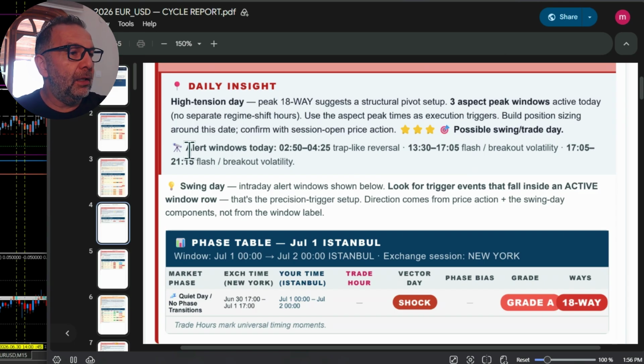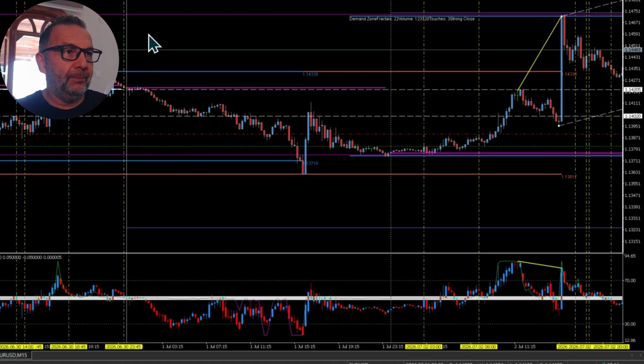So alert windows today: 2:50 to 4:25 in the morning. These are my hours, but you adjust your hours here. And I've also put here the exchange hour, so New York, for example, because this is UTC+3. When the software comes out, hopefully when I'm done with it, you'll just enter your time zone and it'll give you that. Until that happens, we're just going to go with a PDF report. Okay. 2:50 to 4:25 in the morning. 2:50.